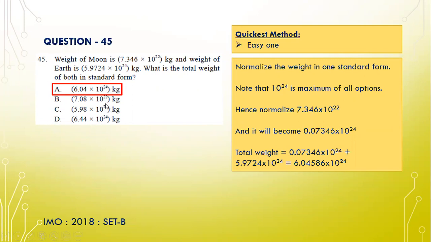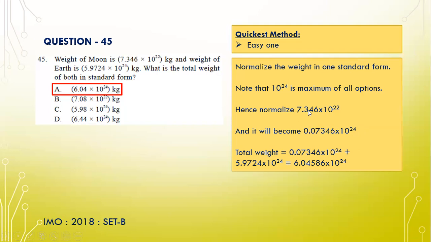Option C also is 10 raised to 24. Option D also is 10 raised to 24. So for the moon, we have to convert this into 10 raised to 24, isn't it? 7.346 into 10 raised to 22 is 0.07346 into 10 raised to 24, isn't it?